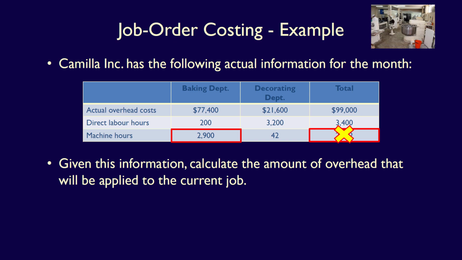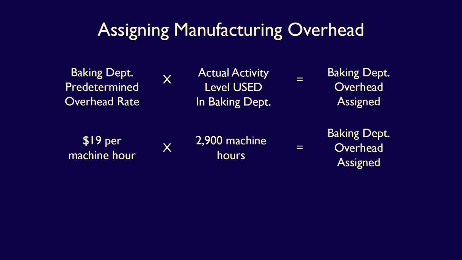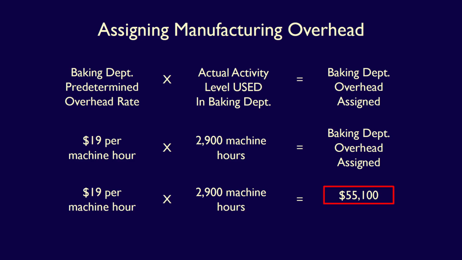If we are calculating what amount of overhead to assign to the job for the baking department, we have to use the machine hours for that department. 2,900 machine hours. Let's plug that into the formula. $19 per machine hour multiplied by 2,900 machine hours is equal to the baking department's overhead assigned, which is $55,100. This is the amount of overhead that must be assigned to the job from the baking department.